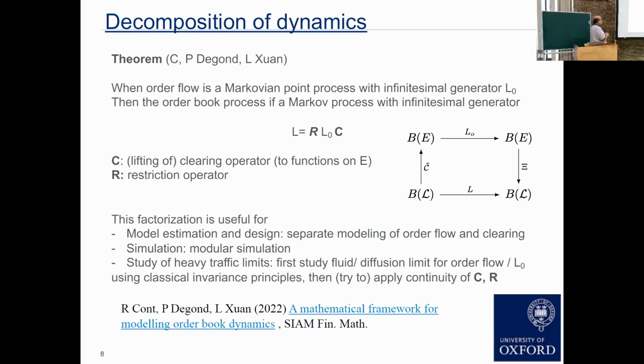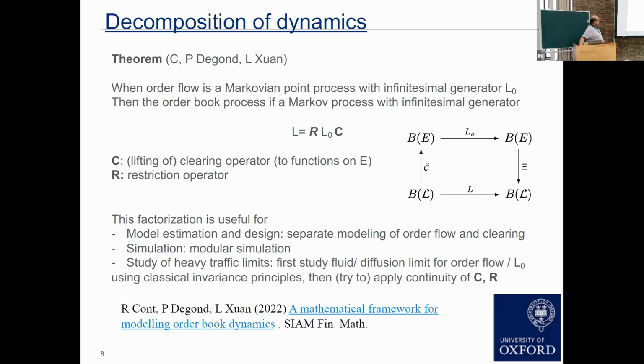This decomposition is nice because, for example, if I model the order flow as a Markov process with some generator L0, then the order book process, which is the projection, is also a Markov process with an infinitesimal generator which can be decomposed with L0, which describes the order flow. Then I multiply it on the left and right by two operators, R and C. C is the clearing operator, lifted to functions on the state space, and R is the restriction operator, which restricts to the smaller state space. These two are known objects, complicated but known, and they take care of the nasty things, and I can focus on what I can actually observe, which is the incoming order flow.